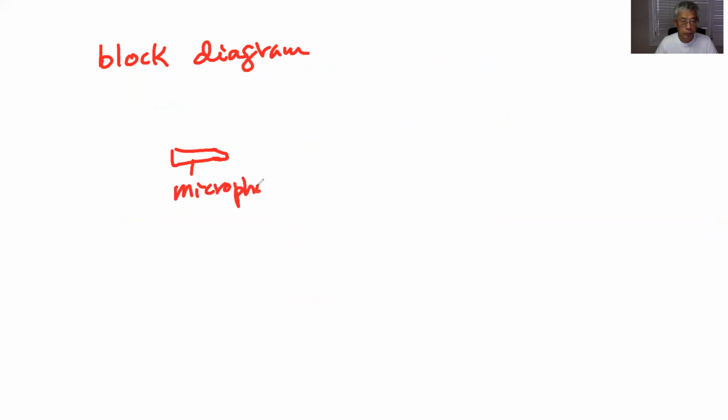Now we'll talk about the block diagram of a radio transmitter. Okay, so you have a microphone. And then you have something called an amplifier, the AF. AF stands for audio frequency.